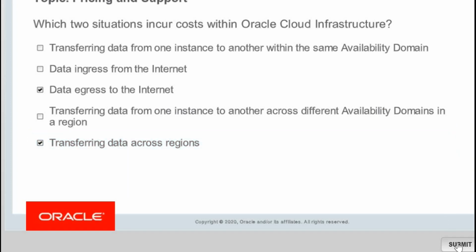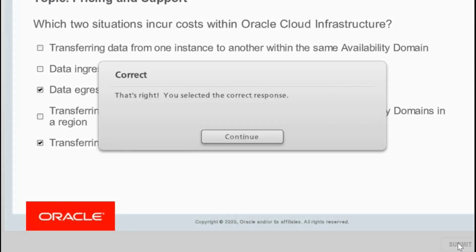I select submit and see, yeah, that is also a right answer. So just remember, if you are sending your traffic out to the internet from the OCI, you have to pay. And if you are sending traffic across regions, then also you will have to pay.